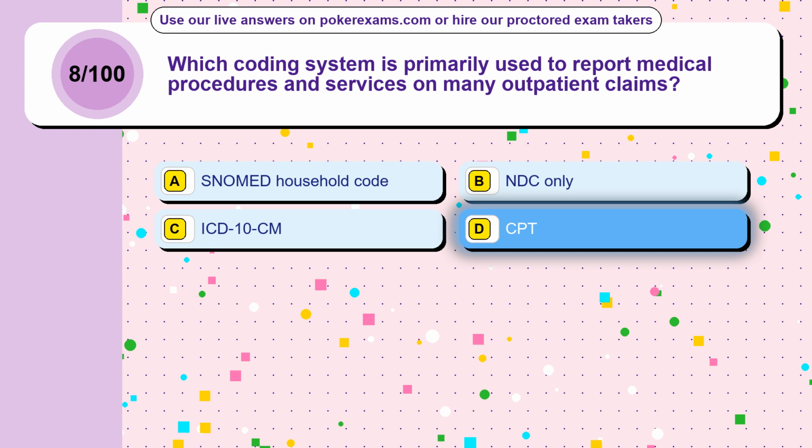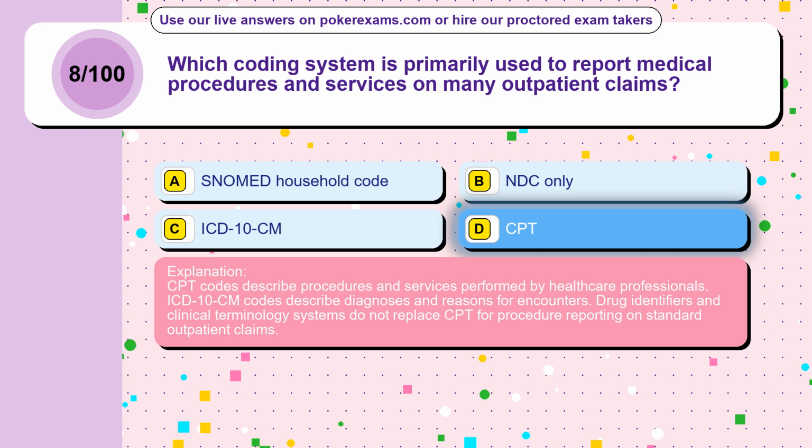CPT. CPT codes describe procedures and services performed by healthcare professionals. ICD-10-CM codes describe diagnoses and reasons for encounters. Drug identifiers and clinical terminology systems do not replace CPT for procedure reporting on standard outpatient claims.